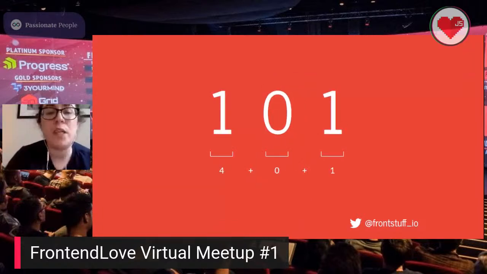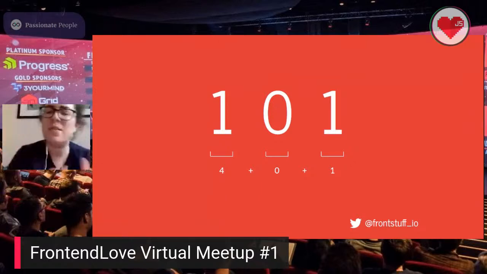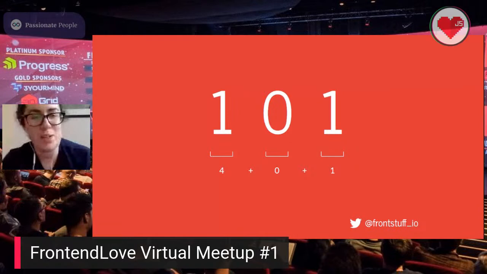5 in binary is 101, or 1 times 2 to the power of 2 plus 0 times 2 to the power of 1 plus 1 times 2 to the power of 0. 4 plus 0 plus 1. So computers can easily go back and forth between both. But now, what does this look like with fractional values?